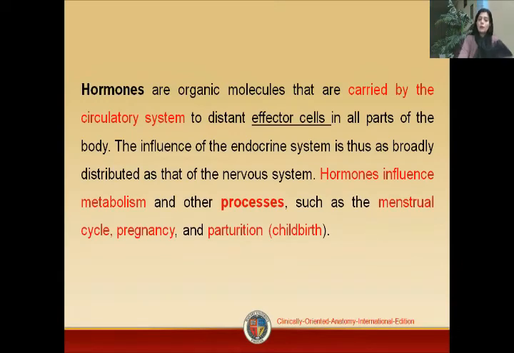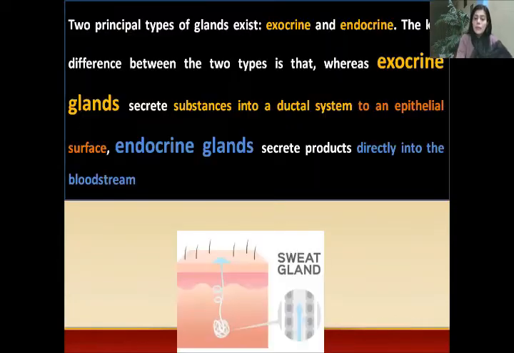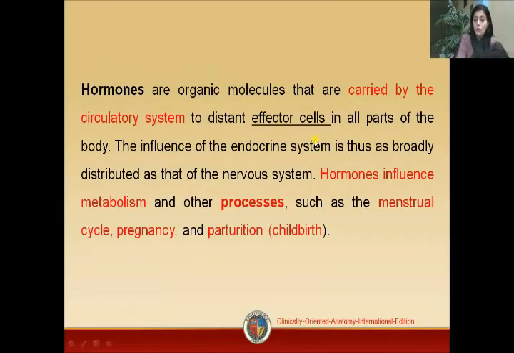Here you will study the hormones. What are hormones? These are organic molecules that are carried by the circulatory system to a distinct effector site. They are produced at one site, then carried with the help of the blood to a distinct site to produce their action. Then you will study the function of these hormones. They are involved in metabolism and other processes like menstruation, pregnancy, and childbirth.